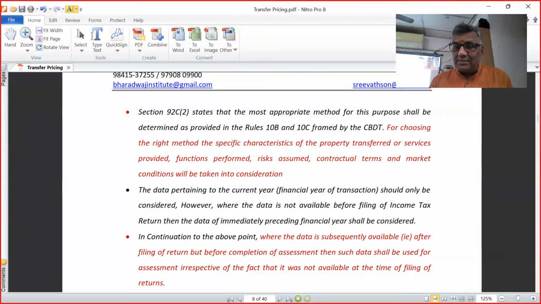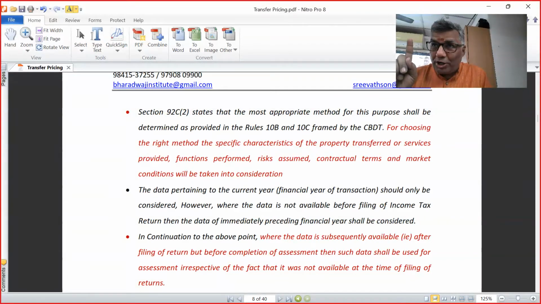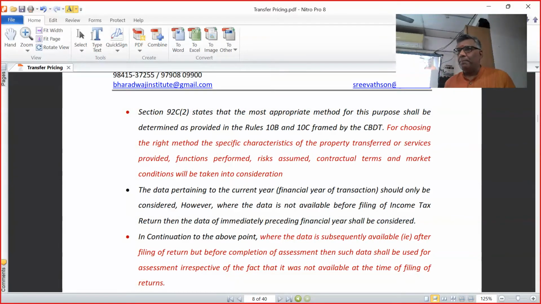For analysis, the data pertaining to the current year should only be considered. But what if I don't have it by the time of filing? Previous years will be taken. Okay, understand this, very important to understand. If the data is not available, take the last years. But while computing the assessment, the assessing officer will have current year data, and he will make the adjustment.